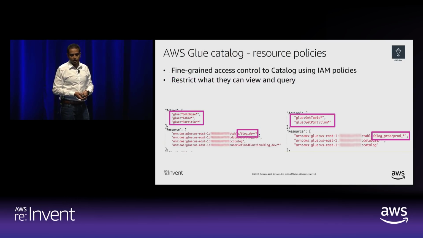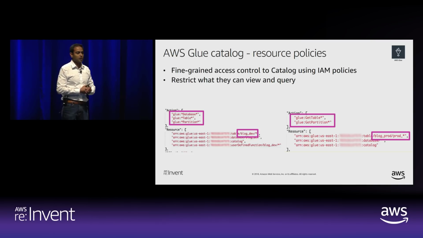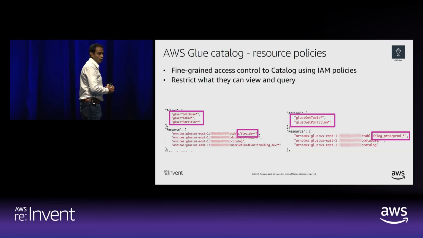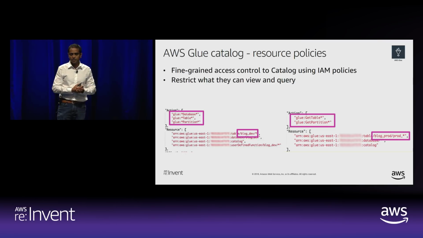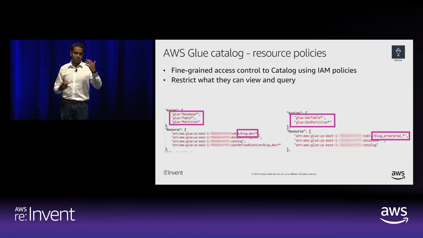Okay, a quick view of what kind of controls you can do. Fine-grained access controls. What you see on the left side is basically giving full access to everything under the blog_dev database. So all tables that come underneath have full access to it. So things like database star, table star, partition star.